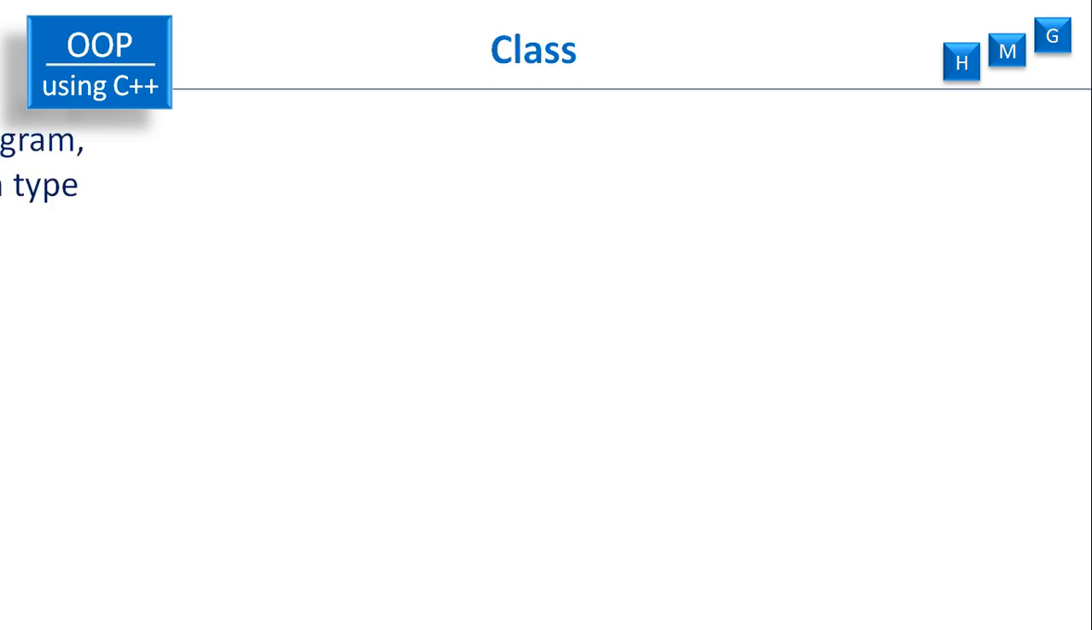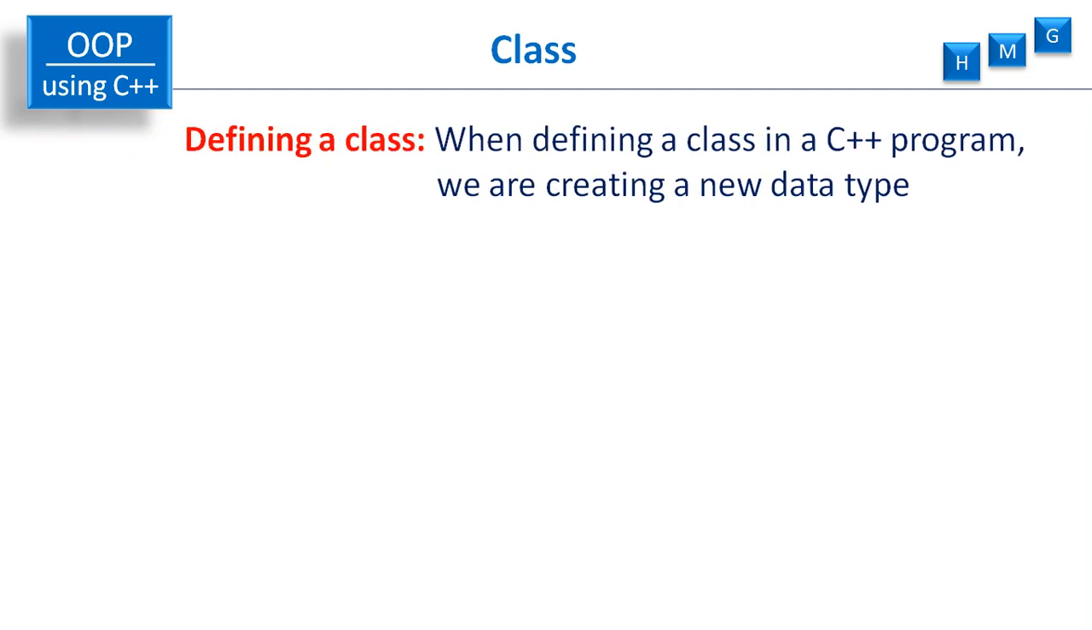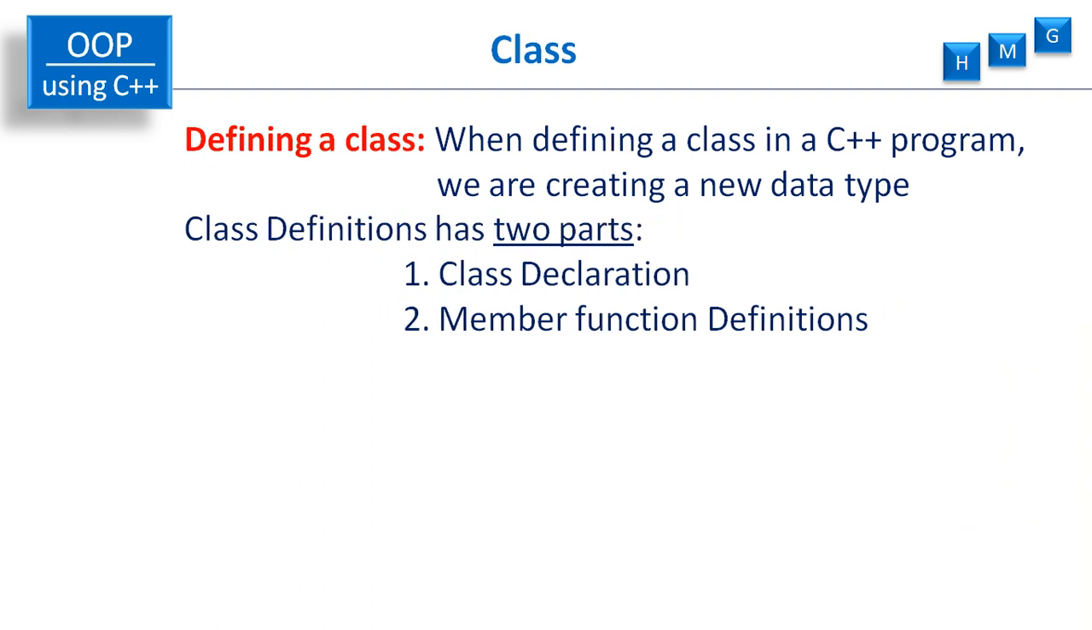So let us start with defining a class. When we are defining a class in C++ program, actually we are creating a new data type, that is user defined data type. The class definition has two parts, one class declaration and second is member function definitions.